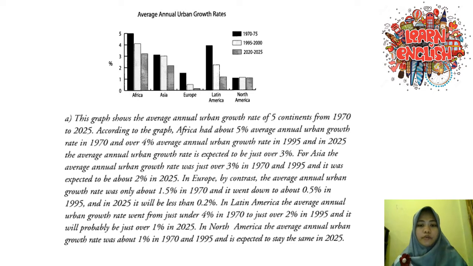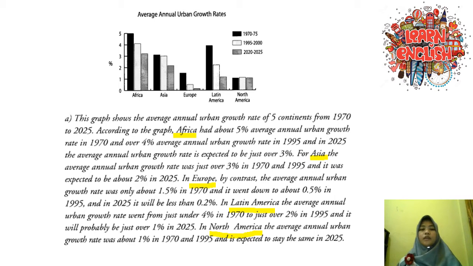See here, this paragraph consists of quite long writing, yeah. It has several sentences, and if you read this one, it actually simply only describes, okay, simply only describes. It starts from Africa here. Africa had about 5% average annual urban growth rate in 1970 and over 4% average annual and so on, and then it continued by explaining about Asia and then Europe and then Latin America, and the last is about North America.